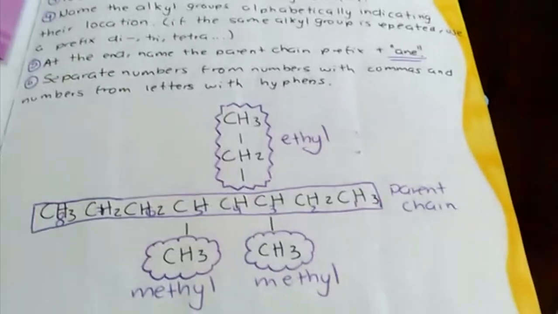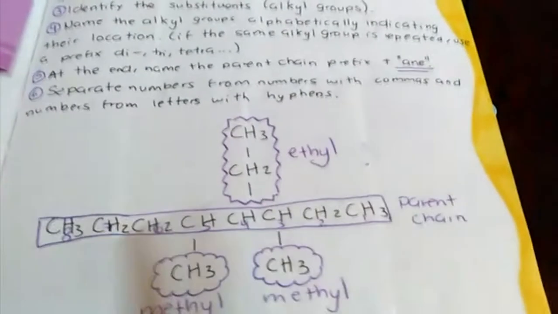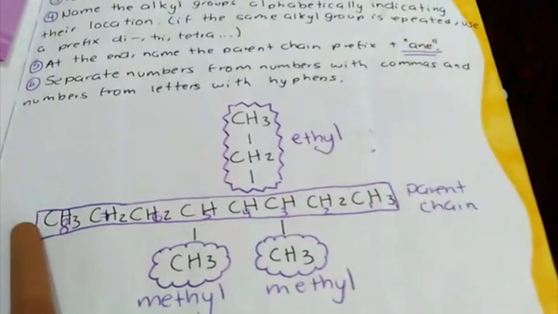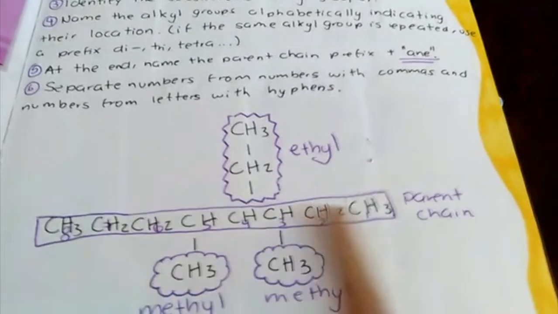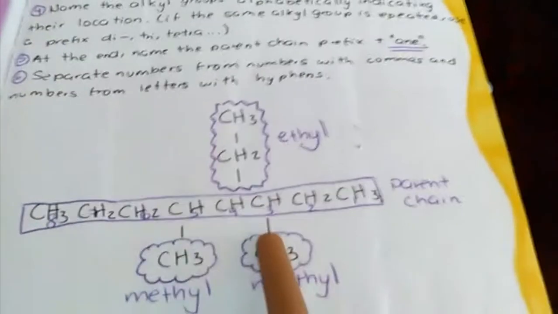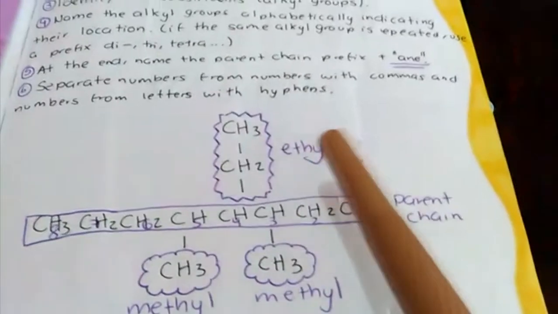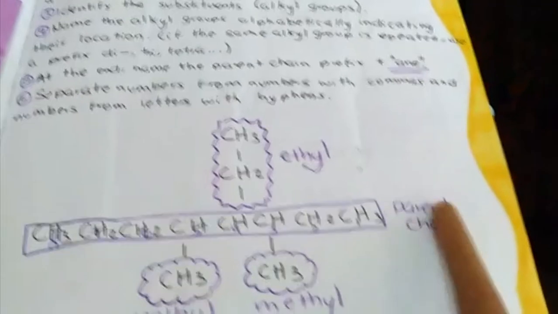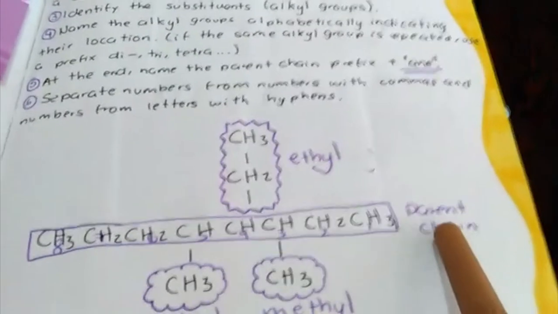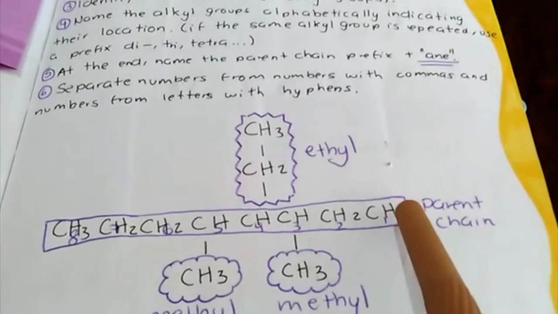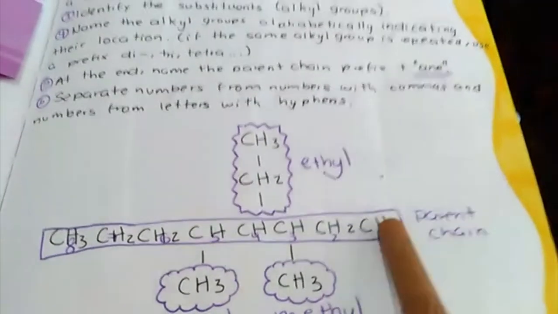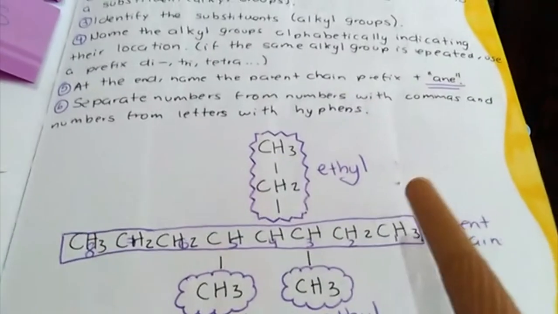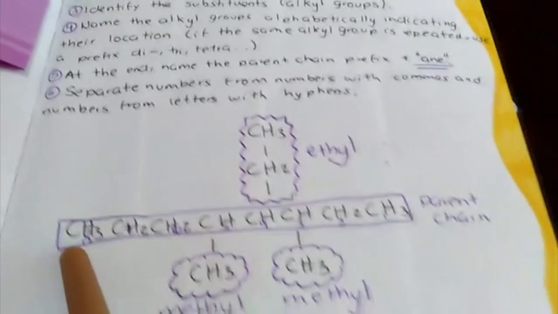Don't worry if you didn't understand those steps, because here we have a very easy example. First of all, we have to identify the longest chain. We have a lot of possibilities. We have this one, or maybe this one, or this one. But we remember that we have to have the longest chain, so we're going to use this one, and this is our parent chain. The number 2 is to number the carbons from the closest substituent. We're going to start from here. Why? Because this one is our closest substituent. So we already numbered it from 1 to 8.